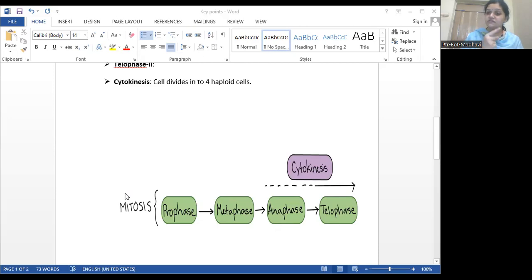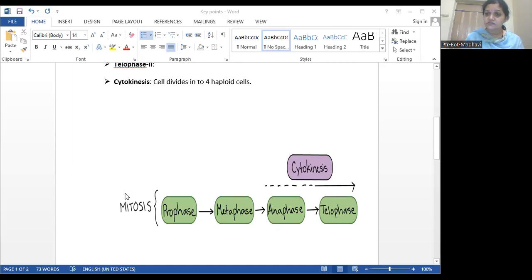And the S phase is the synthesis phase. They may ask what is meant by S phase in cell division. Don't get confused with the ribosomal S subunit, where S is a measuring unit. Here S is the S phase, which is nothing but the synthesis phase.